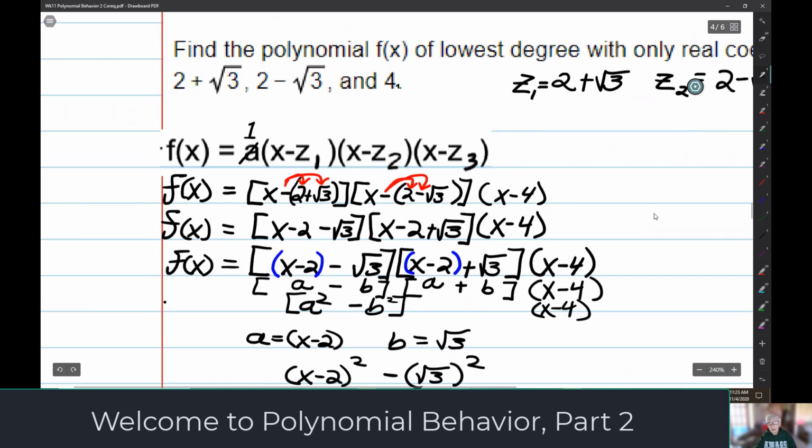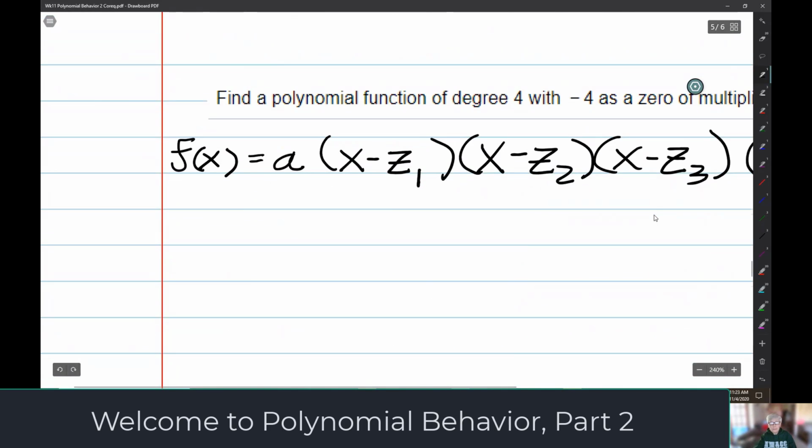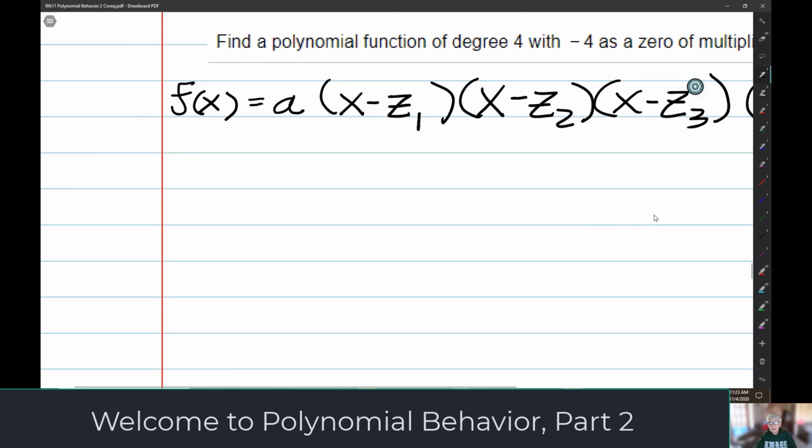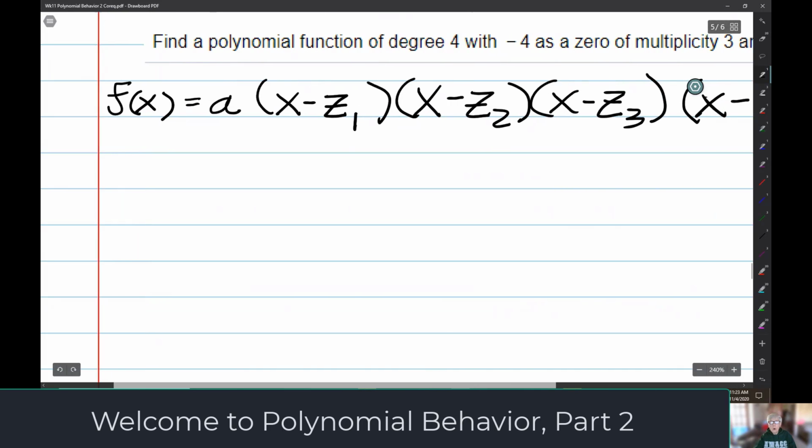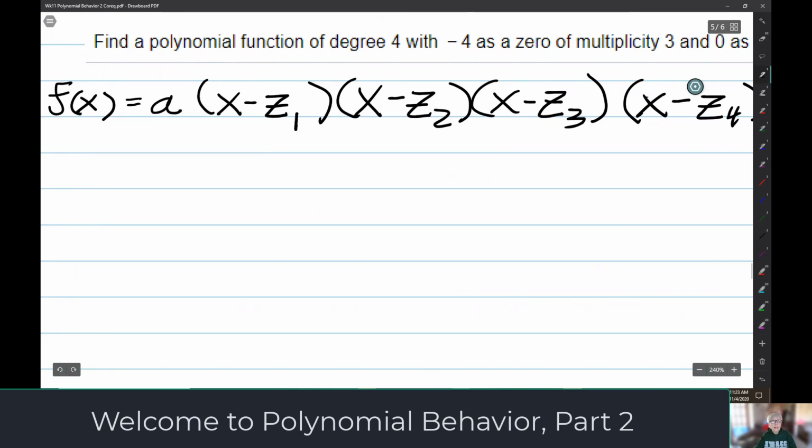Okay. Wow, that took a lot out of me. But this, I believe, is the last one. And just like yesterday, we're going to be talking about multiplicity, but we're going to be talking about exactly what multiplicity means.